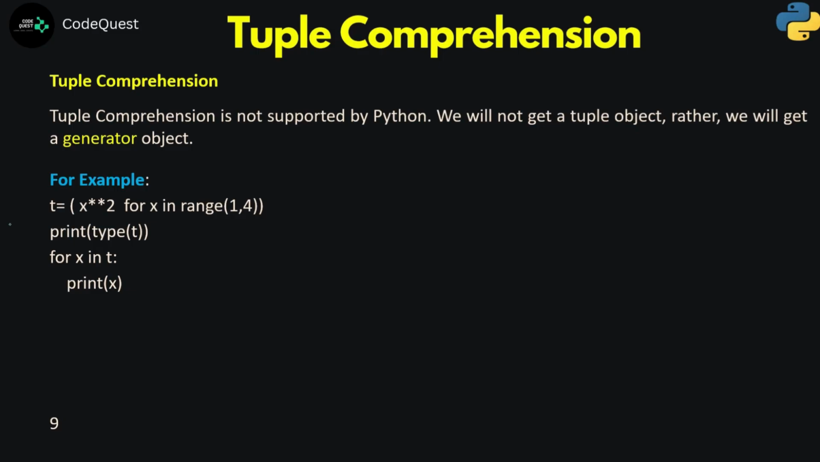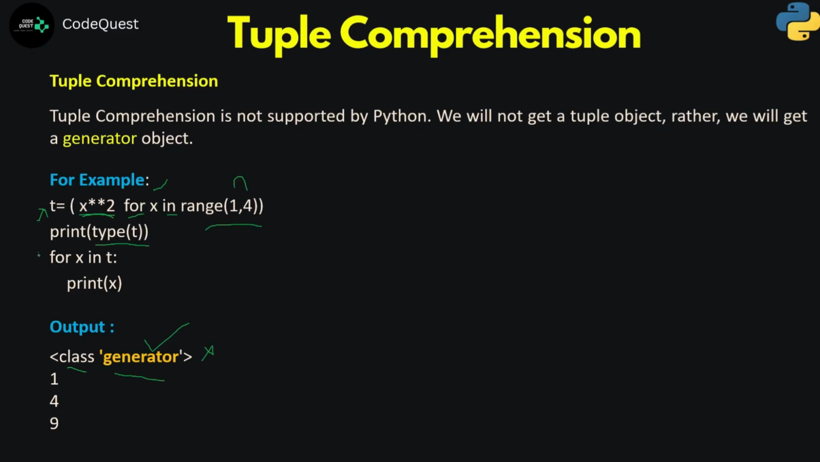Now you can see the syntax: we use an expression here, and for some variable, then in and some range. So here the range is going to produce 1, 2 up to 3. On each of the values I am applying x to the power 2, I mean finding 1 square, then 2 square and 3 square. Now you can see when I'm trying to check the type of this T that I have prepared, this is not a tuple. Rather, you can see we are going to get something like class generator. Here I'm not getting any tuple. So the outcome of tuple comprehension is not a tuple, rather it is a generator.